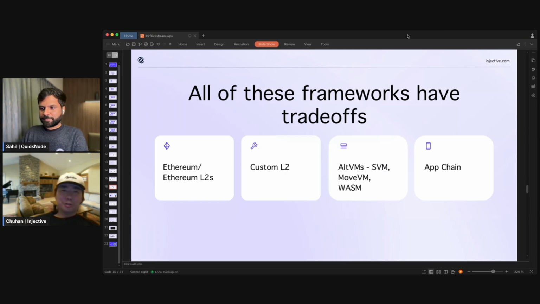So the conclusion is that all of these frameworks have trade-offs. Ethereum is a little bit slow and doesn't have very good scalability. For custom layer 2s, there is a lack of infrastructure, because they have their own design and own consensus, all made by themselves, so the infrastructure is not that good. SVM has its own challenges. An app chain is also just made for itself, without a very global standard of developer tools to support developers.